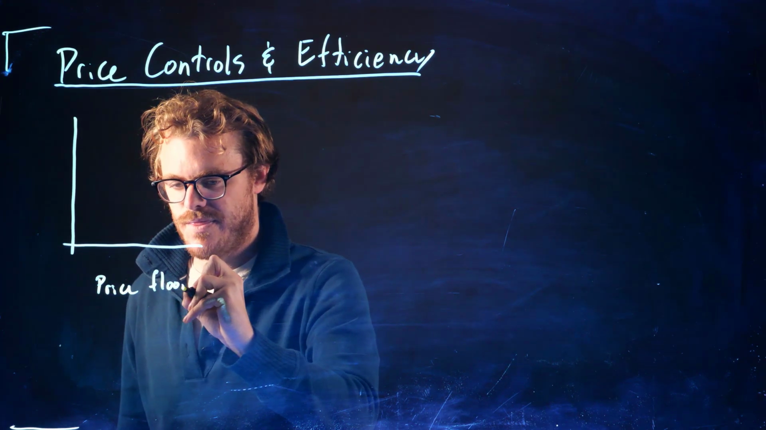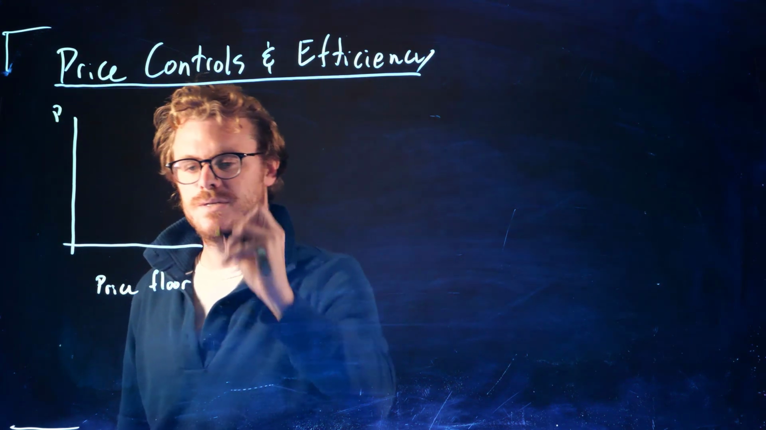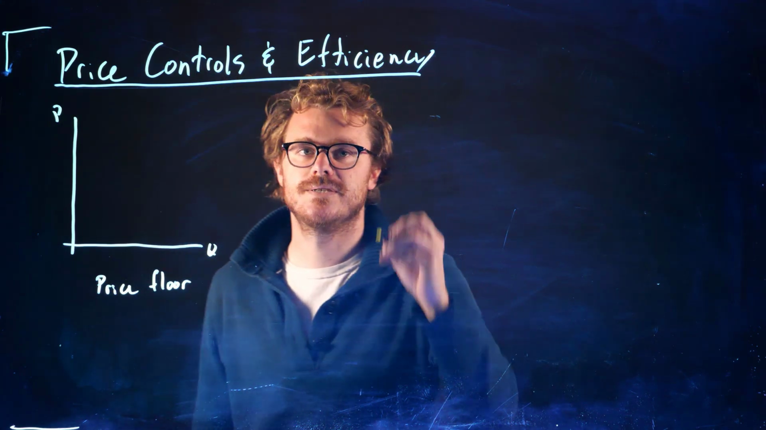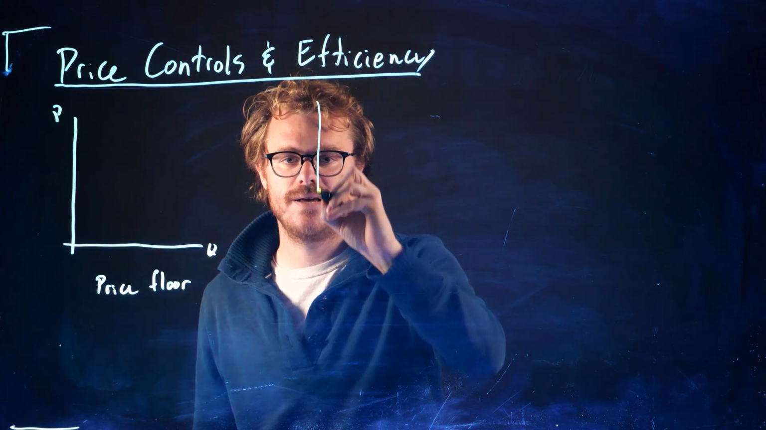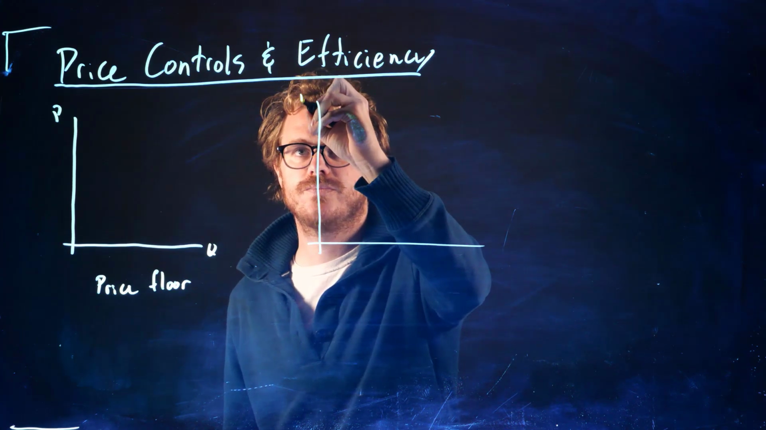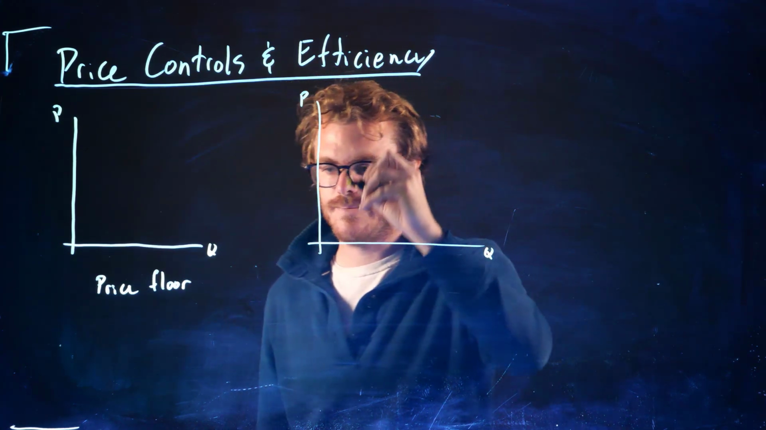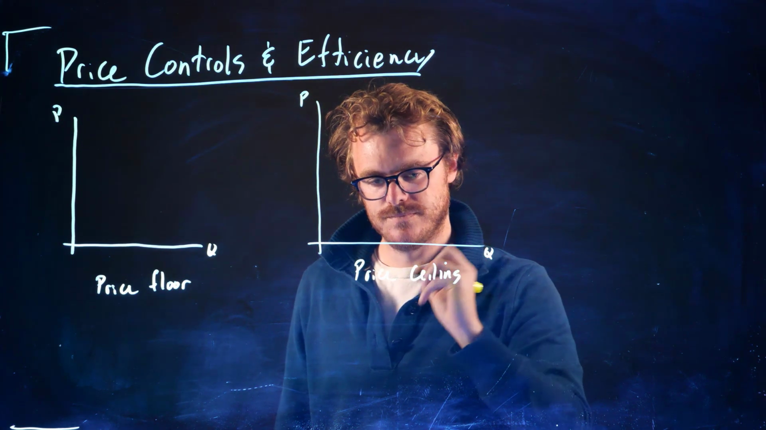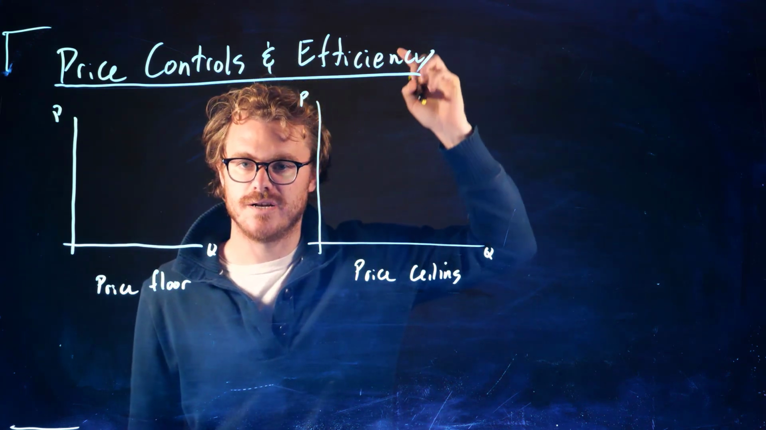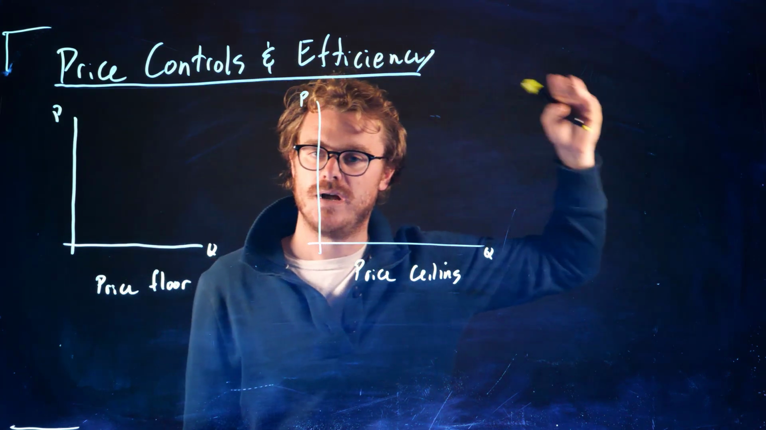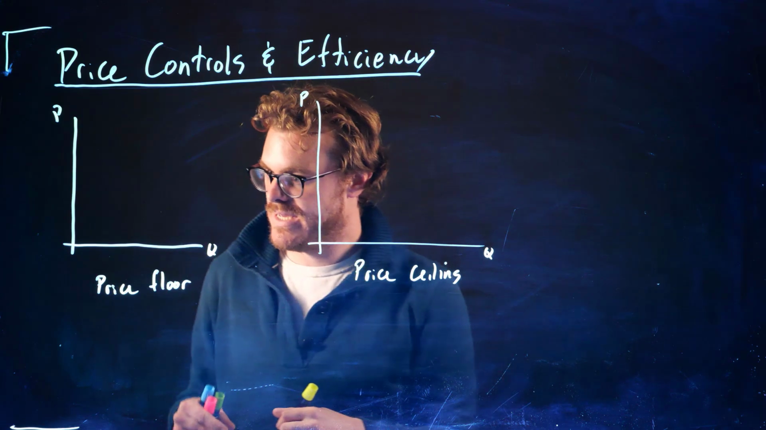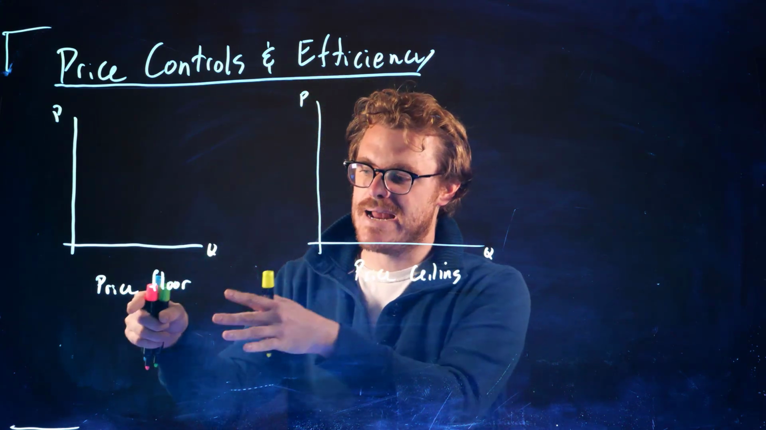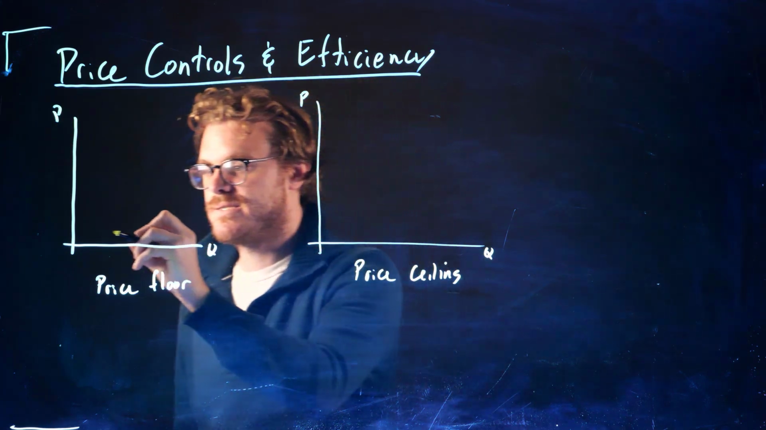So remember, that's the minimum that can be charged for a good or service. And we can draw another Cartesian plane here to talk about price ceilings. Remember, those are the highest the prices can go, so it's putting a maximum price in the market. And remember that this is only going to matter when they're binding. So we're going to concentrate on binding price floors and binding price ceilings.